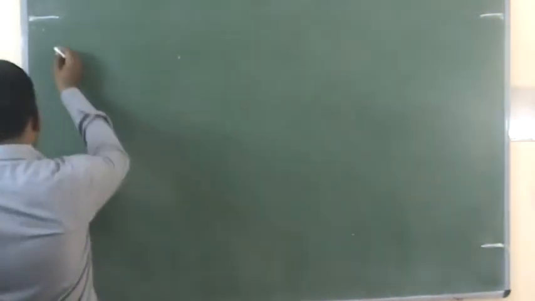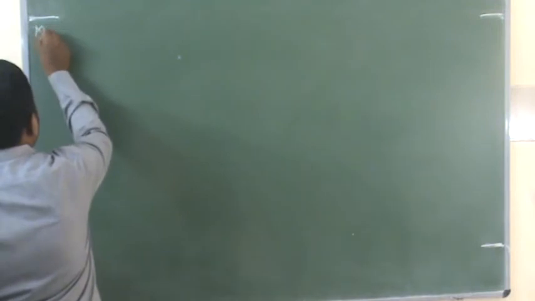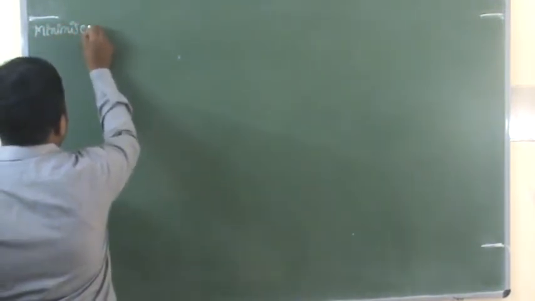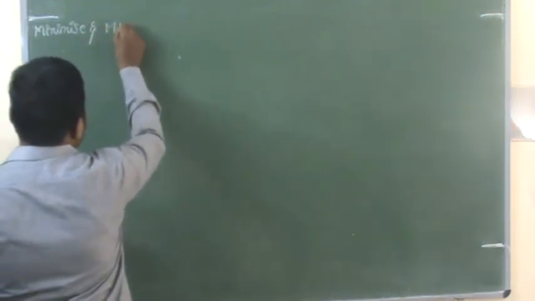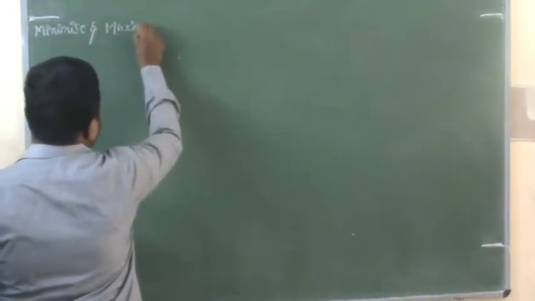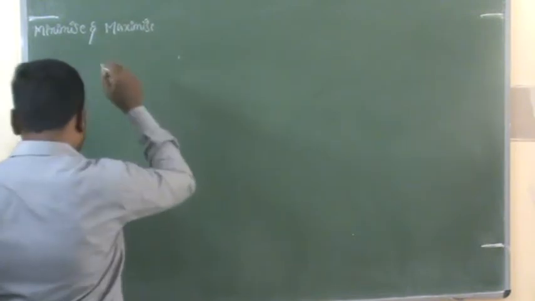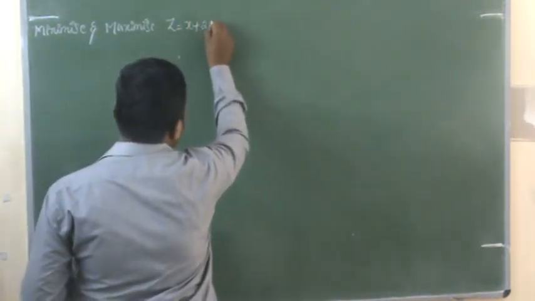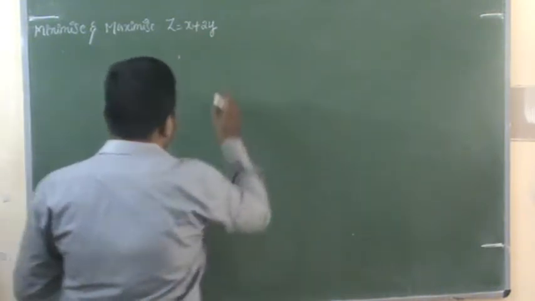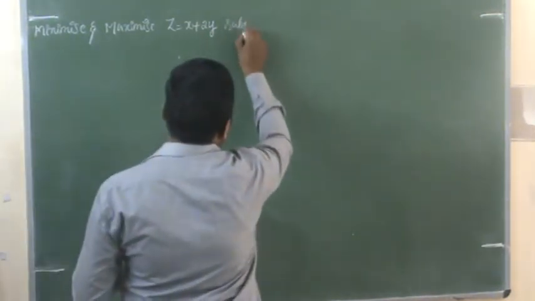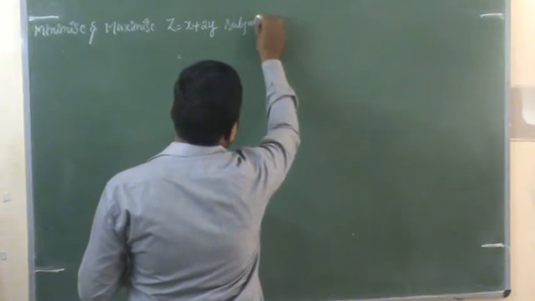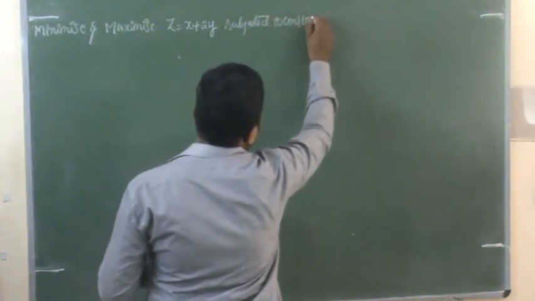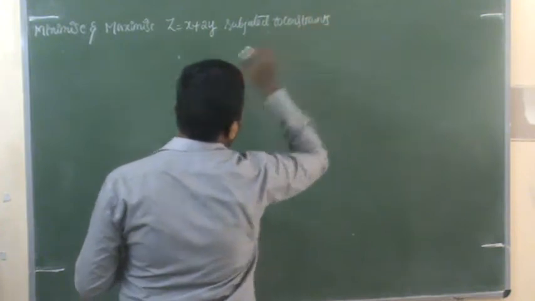So minimize and maximize. Maximize Z is equal to x plus 2y, subject to the constraints.